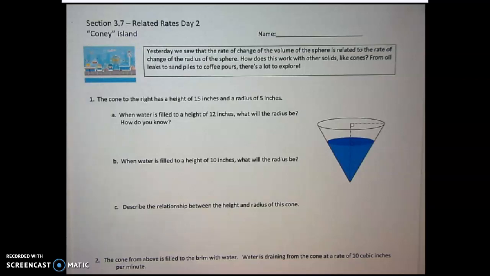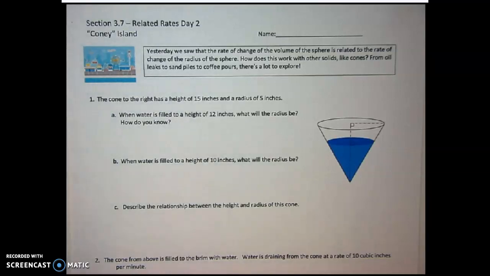So let's take a look at some more related rates. In the previous video, we saw that the rate of change of the volume of the sphere is related to the rate of the change of the radius of the sphere. So how does this work with other solids like cones? Oil leaks, sand piles, pouring something, coffee pours, like this is a coffee filter. There's a lot to explore.